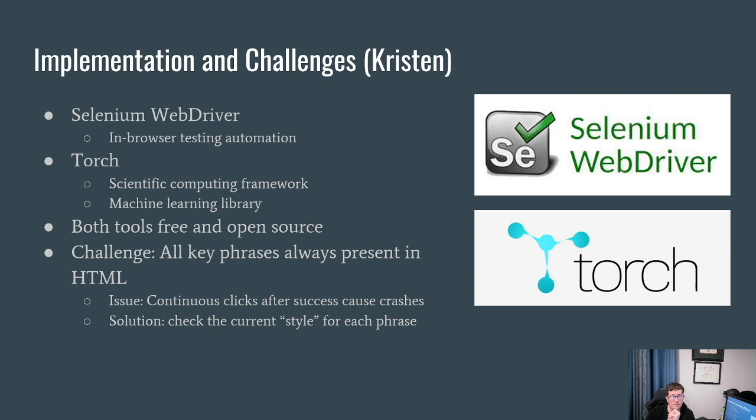The main tools used to perform this portion of the attack are Selenium WebDriver and Torch. Selenium is a testing automation tool that allows you to automate browser interactions, such as navigating, downloading, and form filling. We use Selenium in this case to download images for processing and click the images that our model deems correct. Torch is a scientific computing framework with a machine learning library based on Lua. We use Torch to load our model for image processing and use the results to determine what Selenium should click. Both of these tools are free and open source.